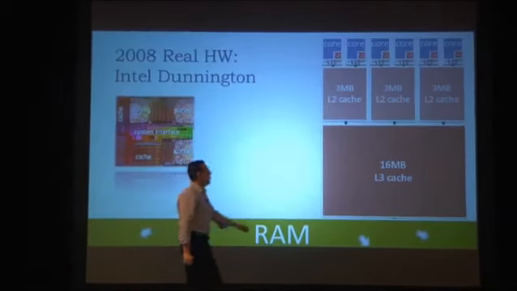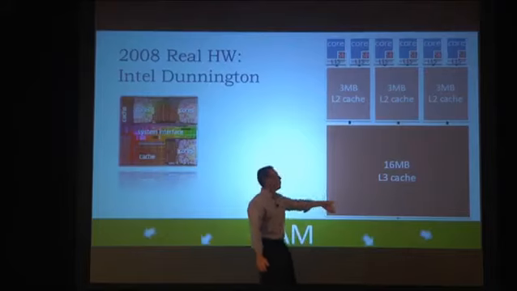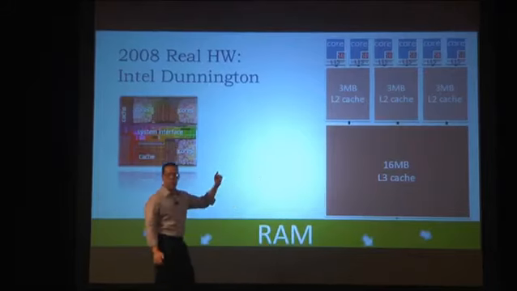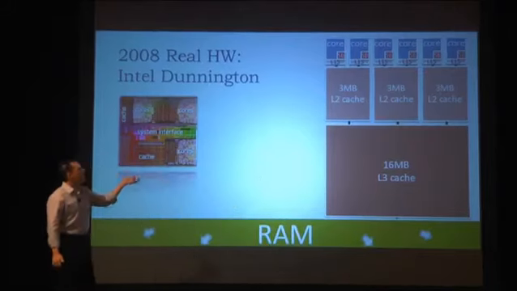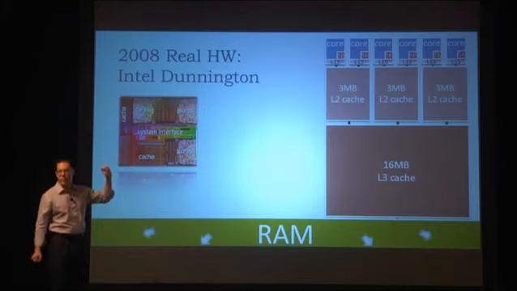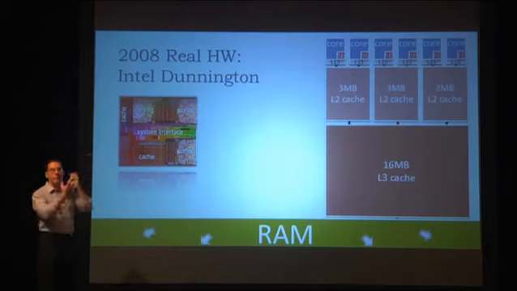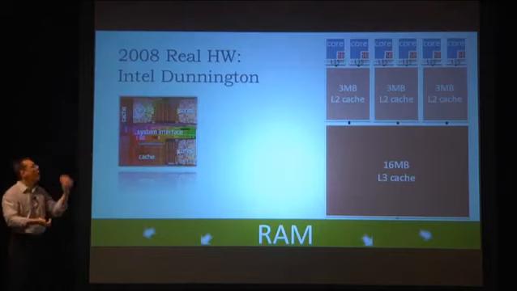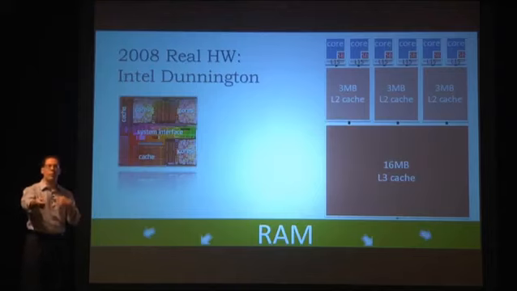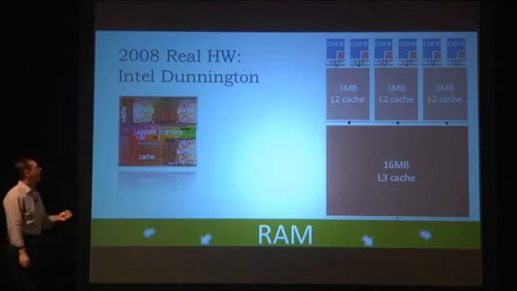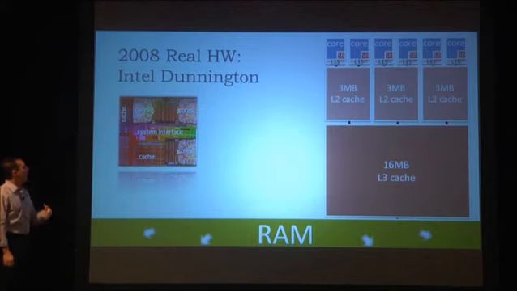You have 16 meg of L3 cache. On top of that, every pair of cores on the Intel Dunnington chip shares a 3 megabyte, in this particular configuration, L2 cache. On top of that, each core individually has its own L1 cache. Oh, and importantly, a store buffer, because writes are always more expensive than reads, and so you really want to cache those and buffer those.